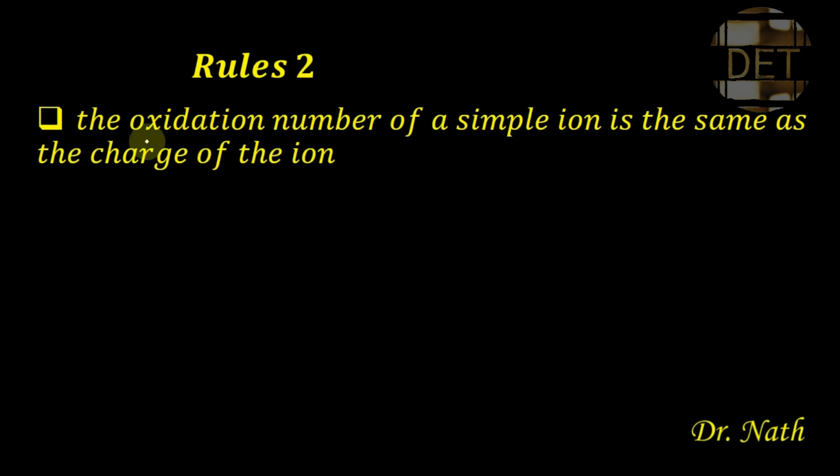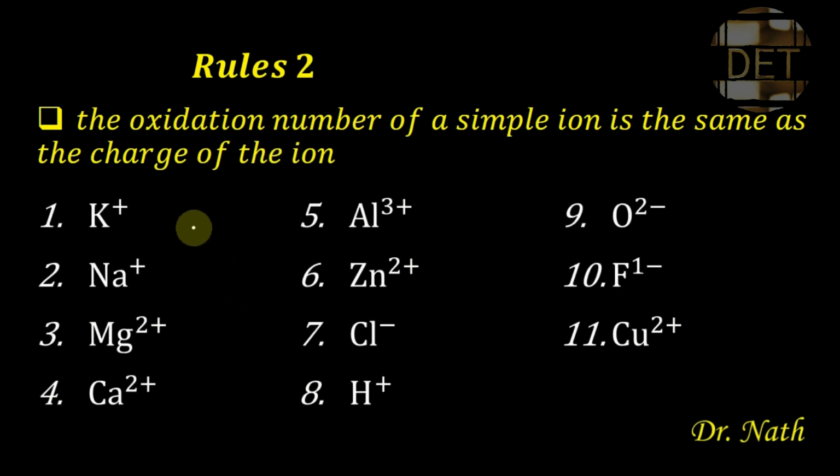So this is what rule 2 is all about: the oxidation number of a simple ion is the same as the charge of the ion. These are different ions, and these are the charges they carry. What rule 2 is saying is that the oxidation number of each of these ions is the same as the charge of the ion. So for potassium, which has a charge of plus 1, the oxidation number is +1.